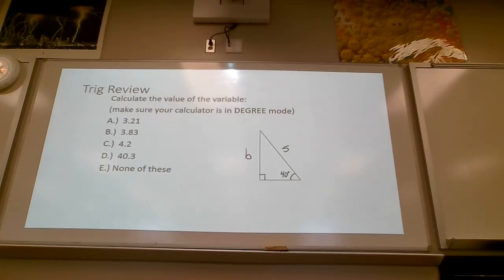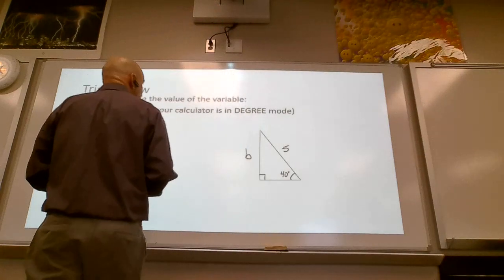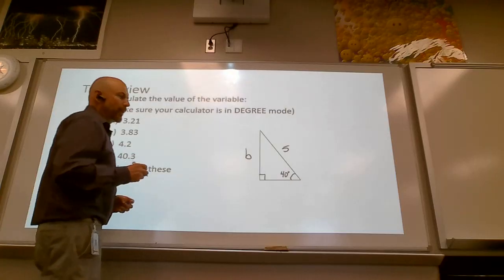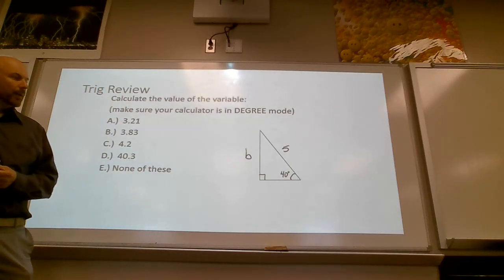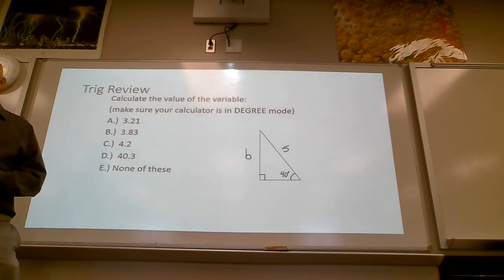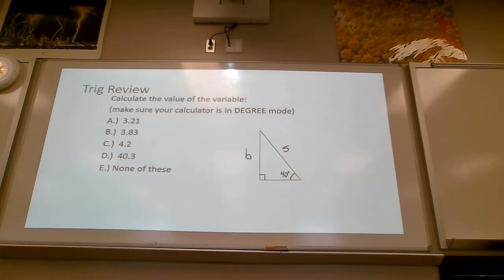All right. Make sure your calculator is in degree mode. Make sure you're calculating in degrees and not radians. If you're in pre-calculus, that's going to be an issue throughout the year. And here it's degree mode. So I'm going to walk you through an example problem. B is what compared to 40 degrees? Opposite. Opposite of 40.